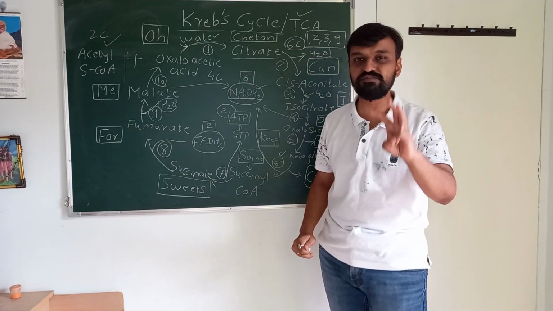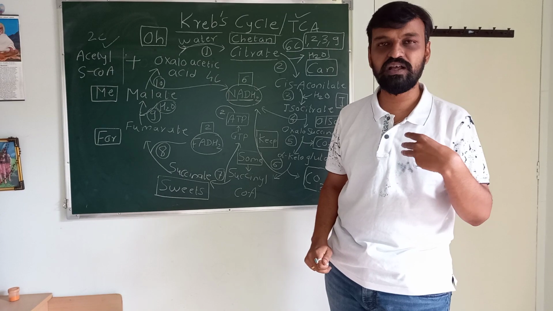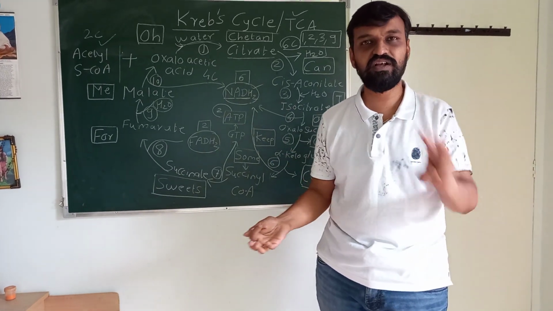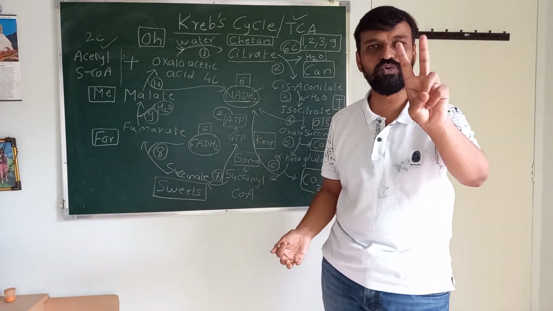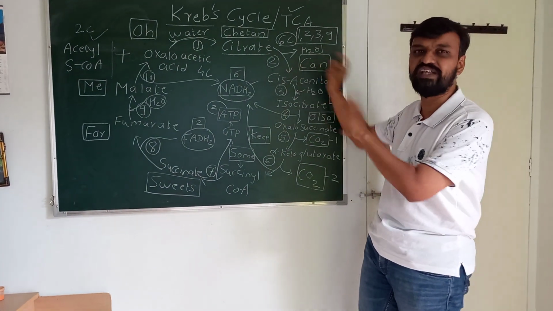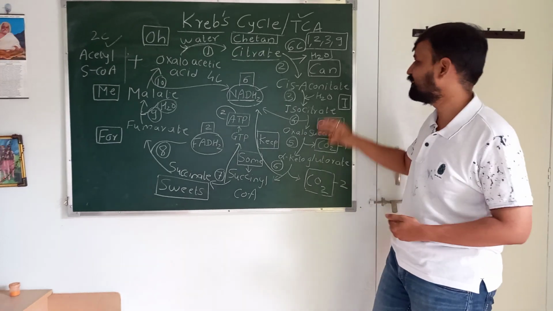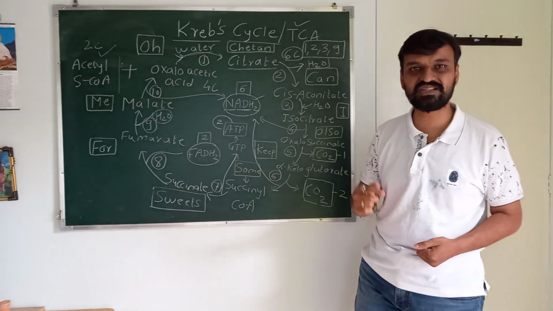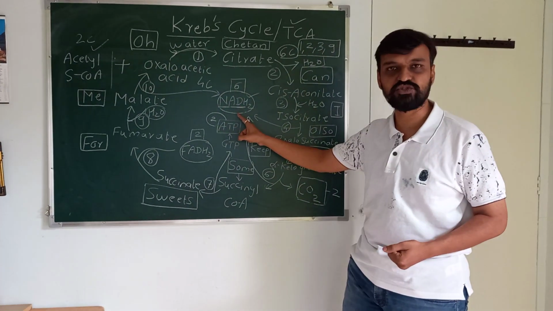So there are how many steps in which water is taken in? Where we can call it as a hydration? 3. 1, 2 and 1, 3 and 9. Second step is the only one where there is a dehydration. Okay, fine, good. Step number 4, 6, 10 NaDH2.